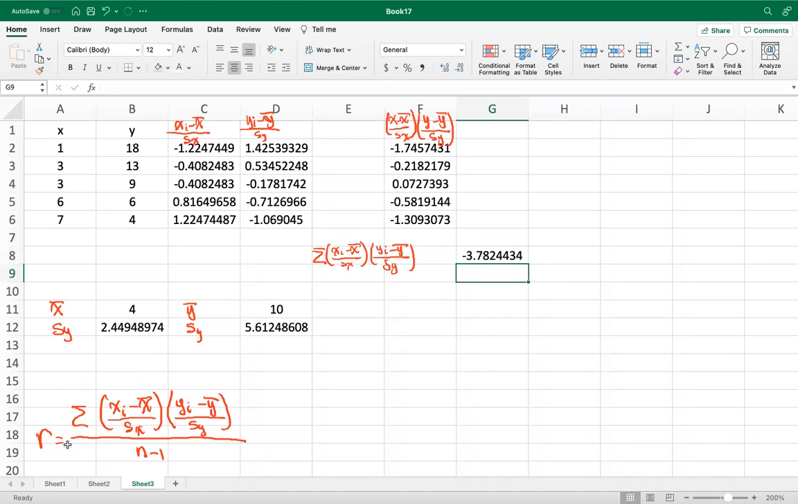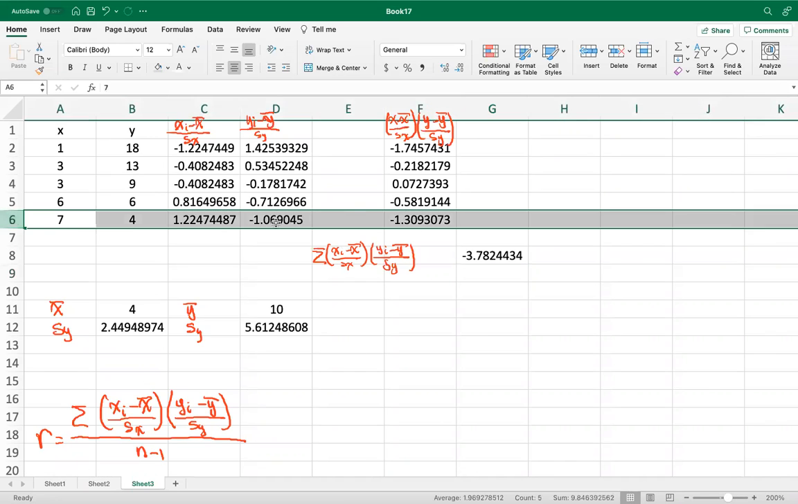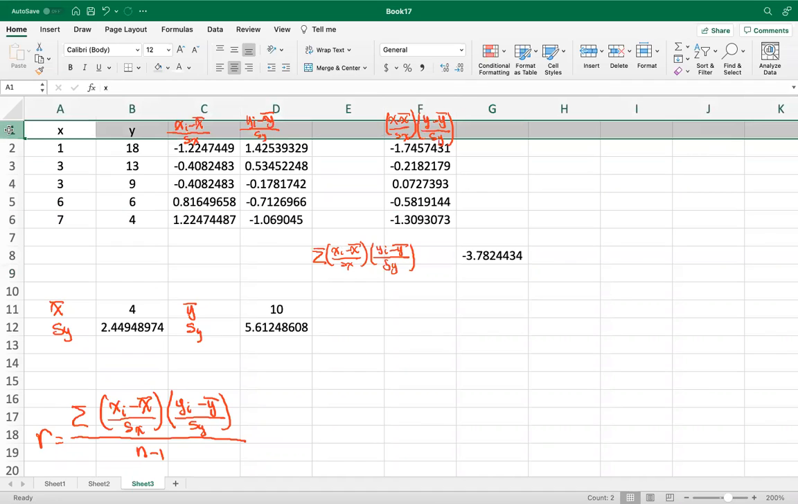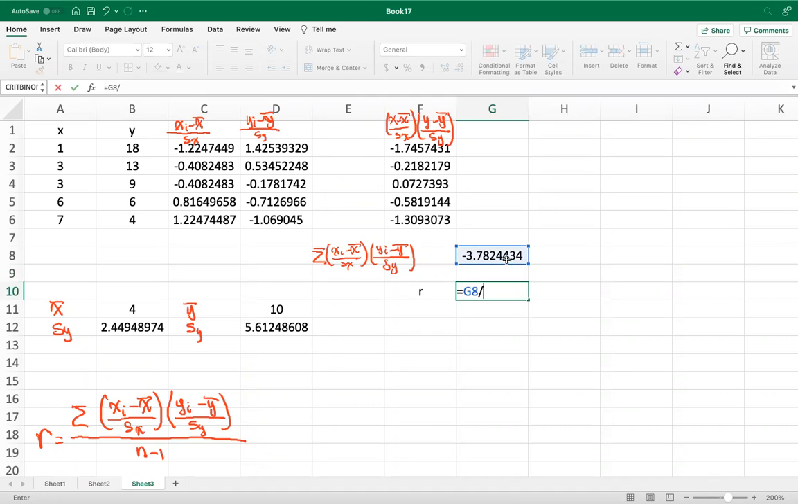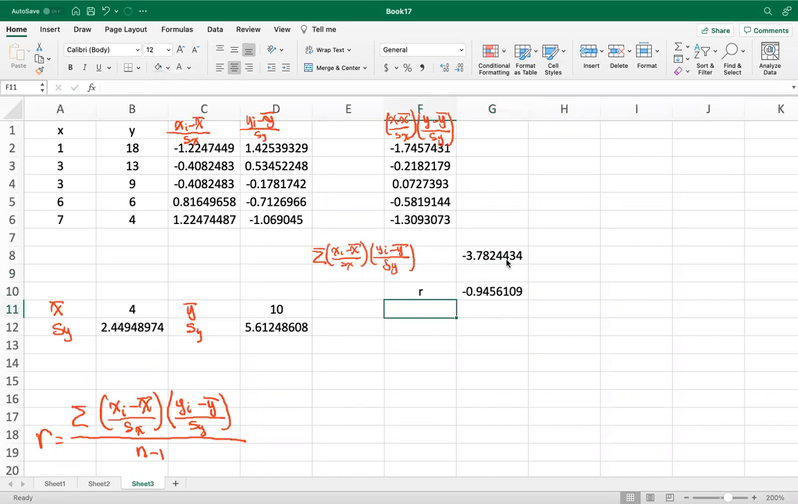Now, lastly, to record what r is, it's going to be this number, which we just found, divided by n minus 1. Here we have 6, but the first row is not data, so n is 5. So here we're going to say that r is equal to this value divided by 5 minus 1. And that gives us negative 0.9456.